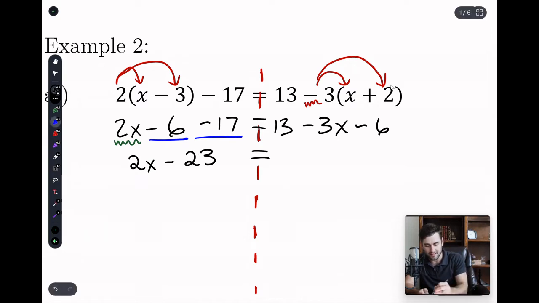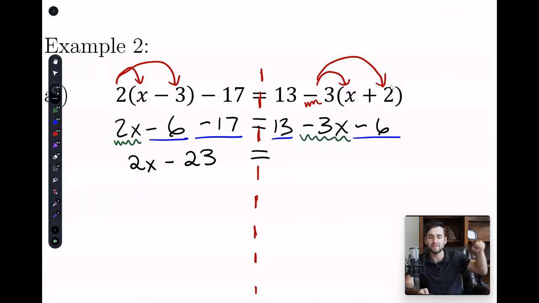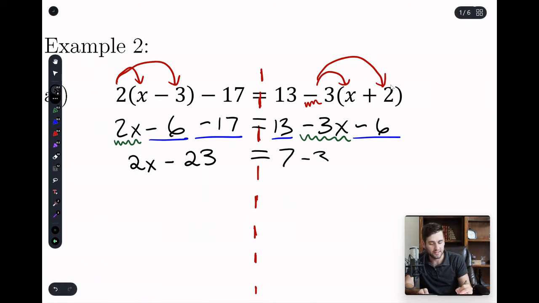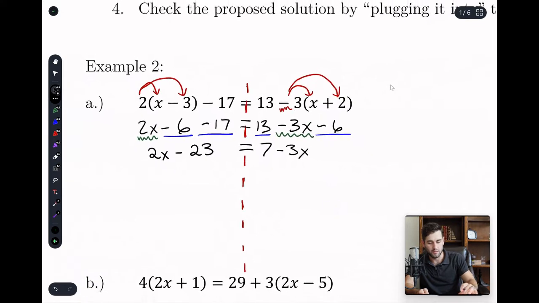And then what looks alike on the other side? We've got a 13 and a negative 6, but we've got this other thing that doesn't look like it. That negative 3x looks different. So we're going to go 13 and negative 6 combined to give me a 7. And that negative 3x stays by itself. All right. That's step 2.